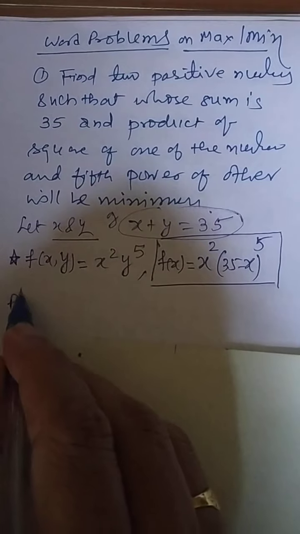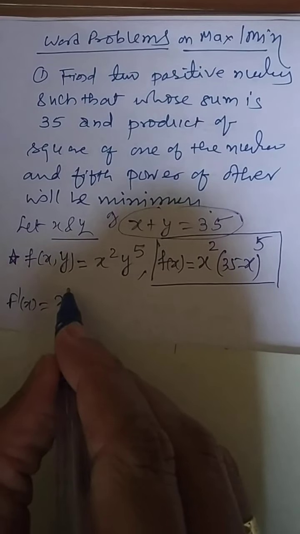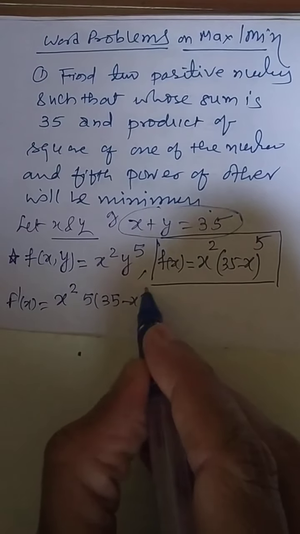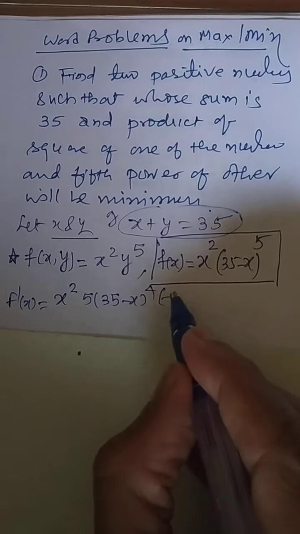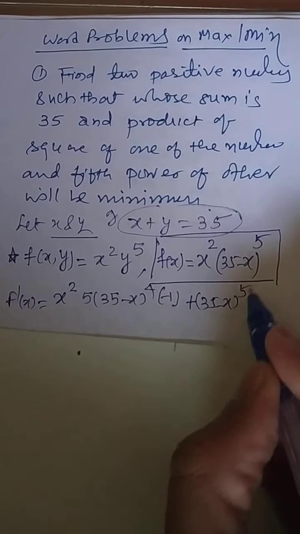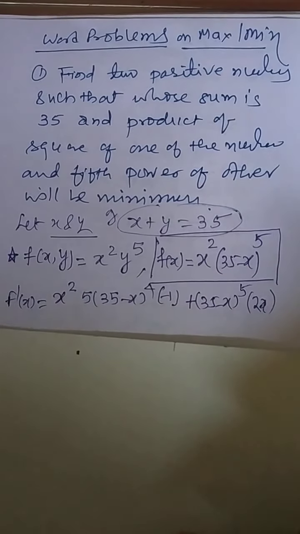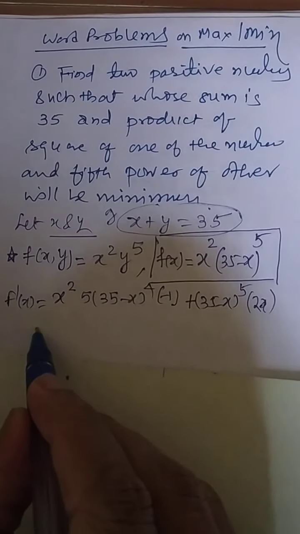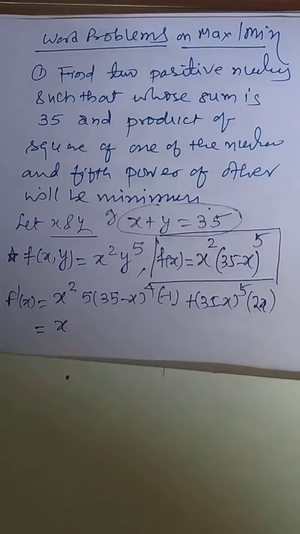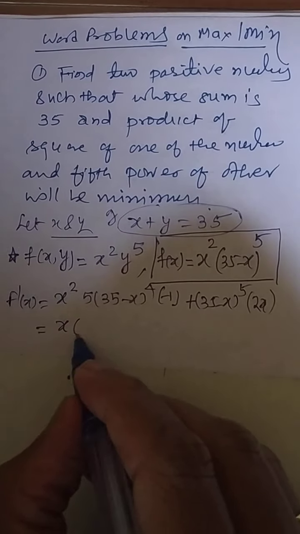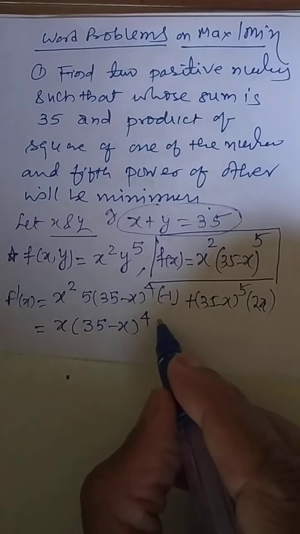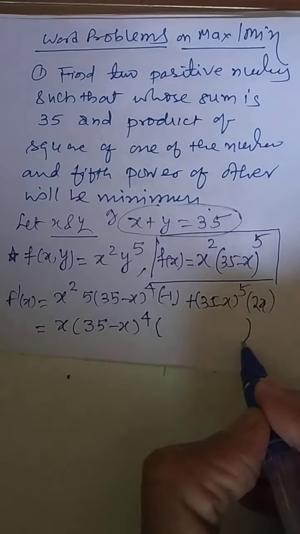First step is f dash of x. First term as it is: 5 into 35 minus x raised to power 4 into minus 1, plus 35 minus x raised to power 5 into 2x. That is nothing but the differentiation. So always simplify this. I think you can take something common: x you can take common, and the other term, 35 minus x raised to power 4, you can also take out common.